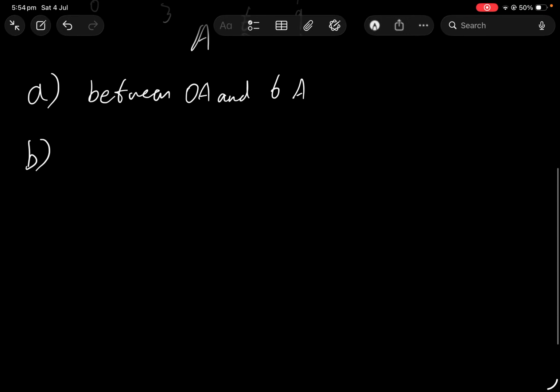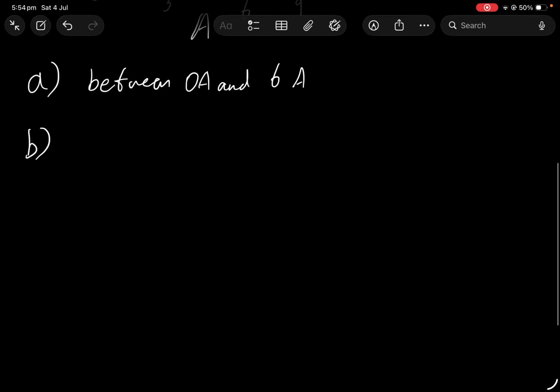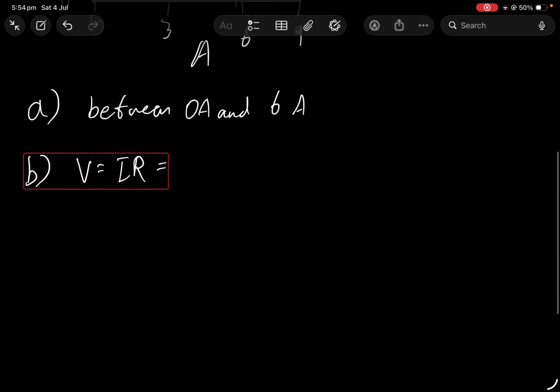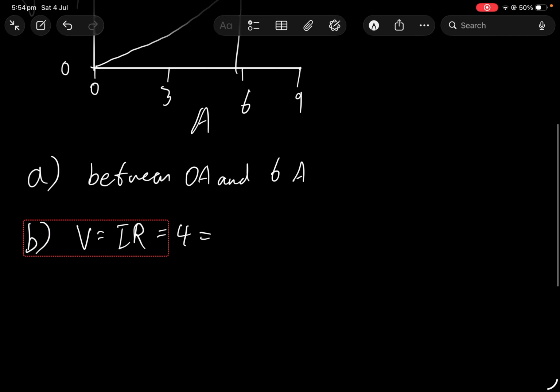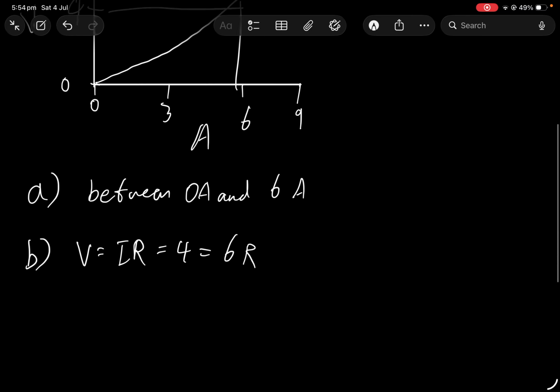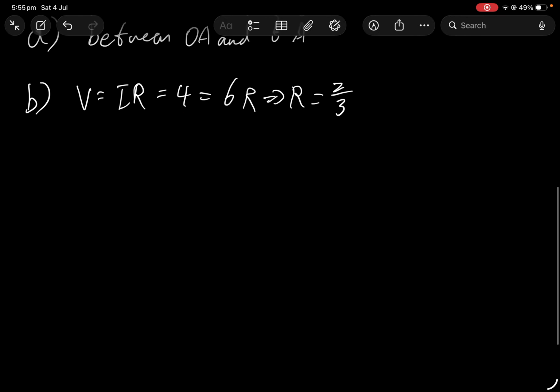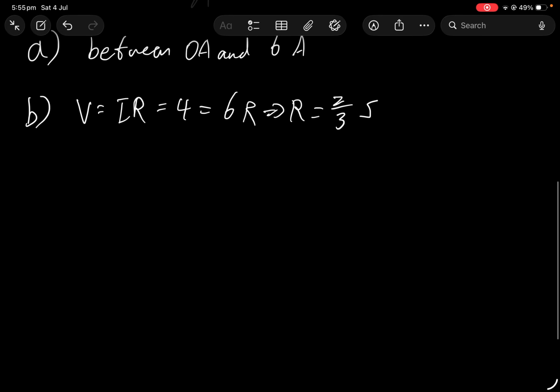Okay, and part B asks us to calculate the resistance of the component in the ohmic range. Basically we just use the formula, V equals IR. We get the V, which is 4 in this case, so 4 equals I times R. We want to find the resistance, but the current is 6, so that means the resistance equals 2 over 3 ohms.